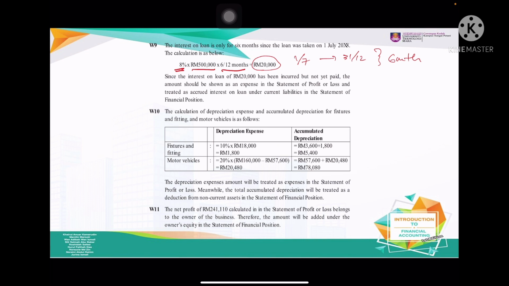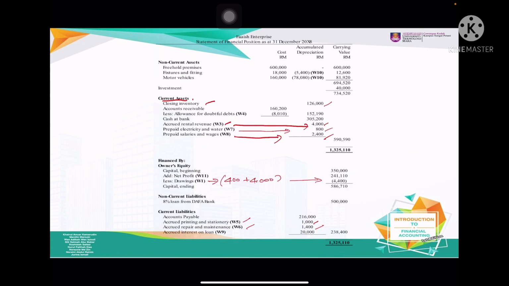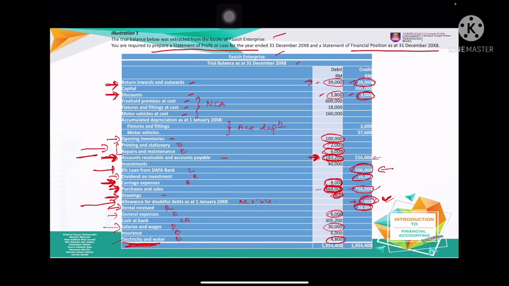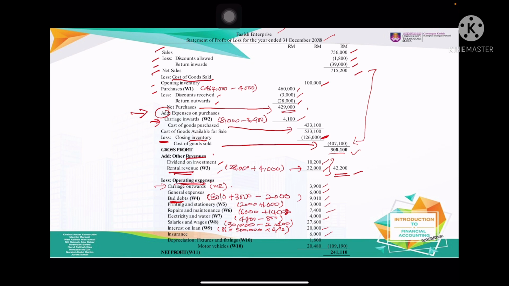So the 20,000 not yet paid and is shown in the expenses in profit and loss, and it also should be treated as the accrued under current liability. Okay, so 8% times 500,000 times 6/12. Alright, 20,000. And the 20,000 will exist in your liability here. Right, now we move on to other expenses. Insurance. So insurance is 6,000. No adjustment for the insurance. We just put 6,000 over here.